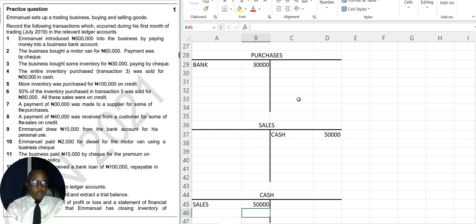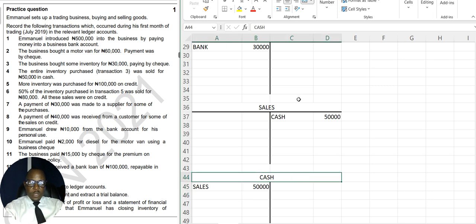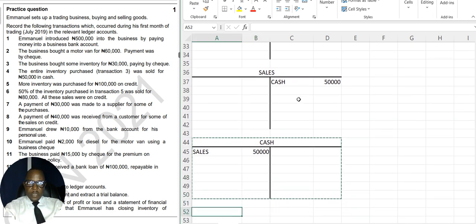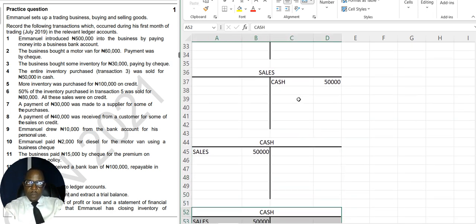The next line says number 5. More inventory was purchased for 100,000 naira on credit. What does it mean? That is credit purchases. So you have to come and create what is called trade receivables. Copy trade receivables. Paste.